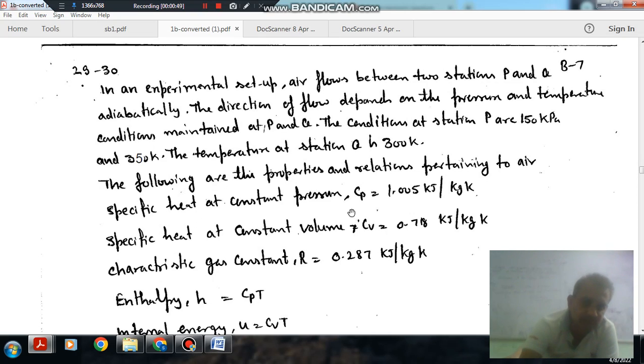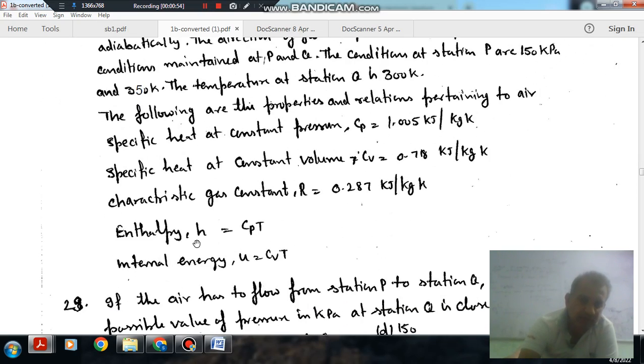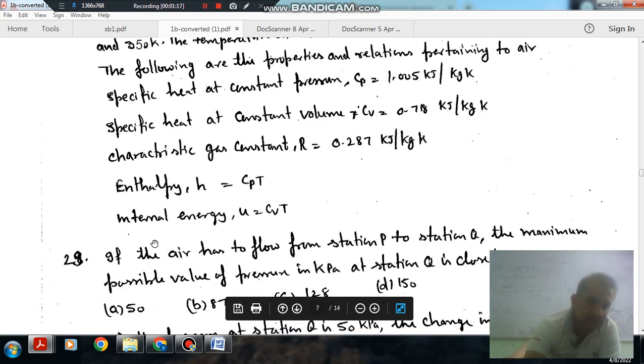Specific heat at constant pressure Cp is equal to 1.005 kJ per kilogram per Kelvin. Specific heat at constant volume Cv is equal to 0.718 kilojoule per kilogram per Kelvin. Characteristic gas constant R is equal to 0.287 kilojoule per kilogram per Kelvin. Enthalpy H is equal to Cp T. Internal energy U is equal to Cv T.